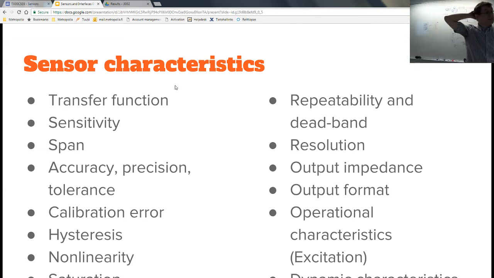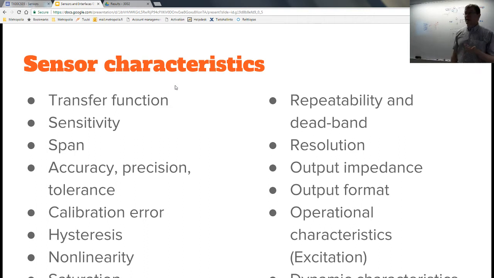Then there are some bits and pieces, but anyways, the most important characteristics that characterize the sensor are, first, the transfer function, which actually gives the mathematical formula how to interpret the data. Sensitivity means how sensitive the device is, how small changes you can actually practically measure. Span or range: span means what is the usable range of the sensor.